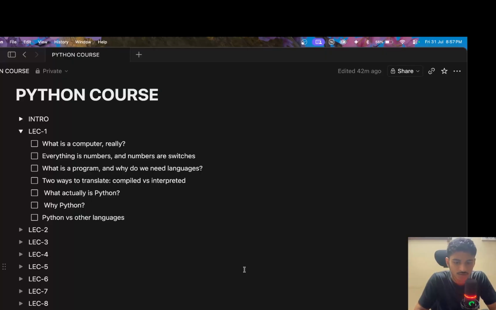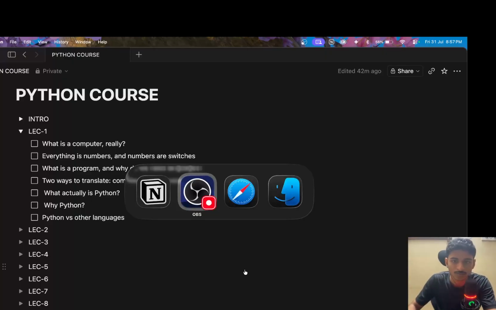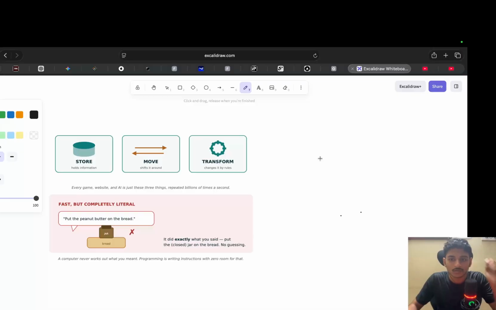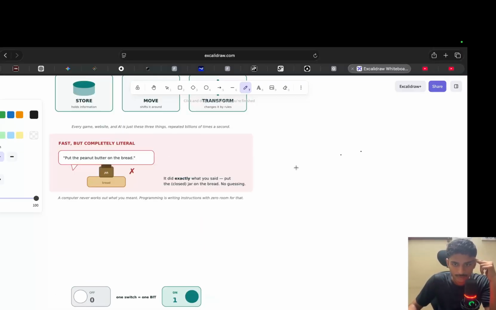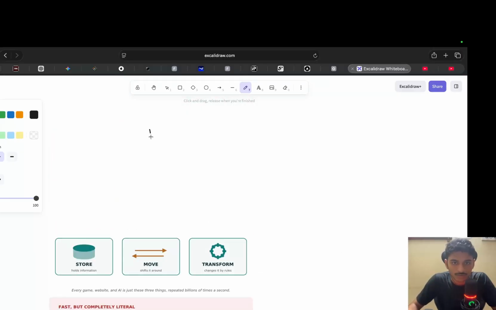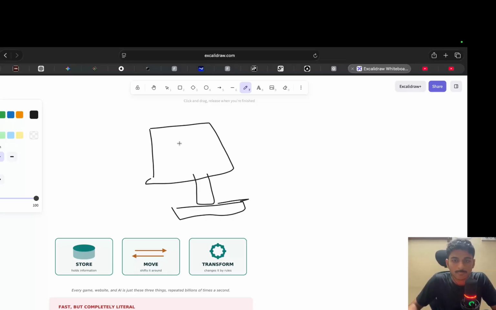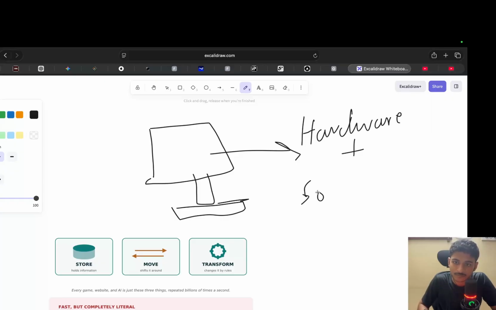So let me take you to the drawing. When you talk about a computer, what a computer is exactly. The computer contains, let us assume this is our desktop. So what does it have? The first thing that we have with a computer is its hardware, and we have its software. A computer has hardware and software.